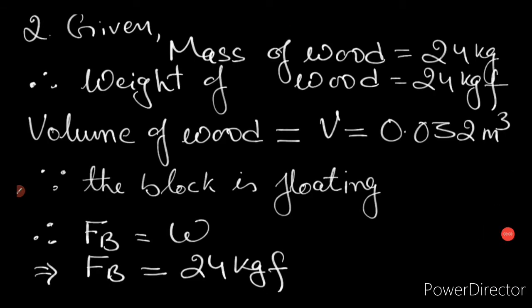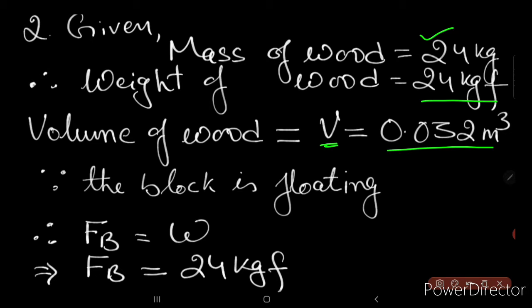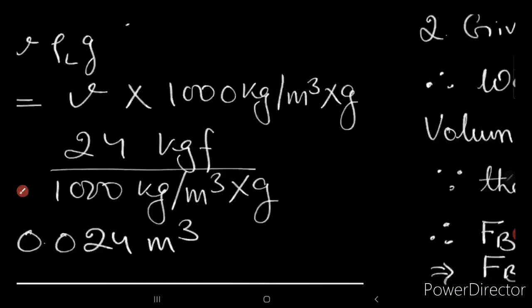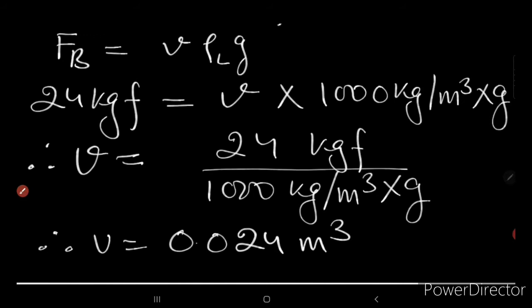Coming to the solution of number 2, given the mass of the wooden block is 24 kilograms, therefore the weight of the wood will be 24 kgf. The volume of the wood, that is capital V, is given to us as 0.032 meter cube. Since the block is floating, the upthrust should be equal to the weight of the object. The value of the upthrust will come 24 kgf from here. Further solving it, we shall get upthrust equals to V rho L g.